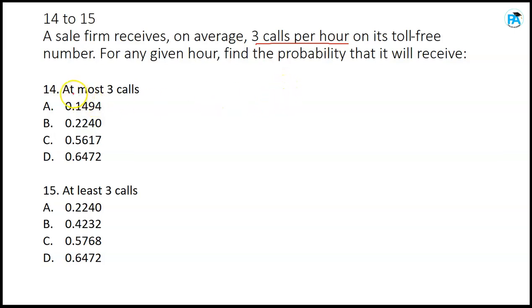But this question says at most 3 calls. When we say at most 3, probability that x is at most 3 means less than or equal to 3, meaning maximum should be 3. So it will start from probability that x is exactly 0, or x is exactly 1, or x is exactly 2, or x is exactly 3. They say at most 3, meaning maximum should be 3.